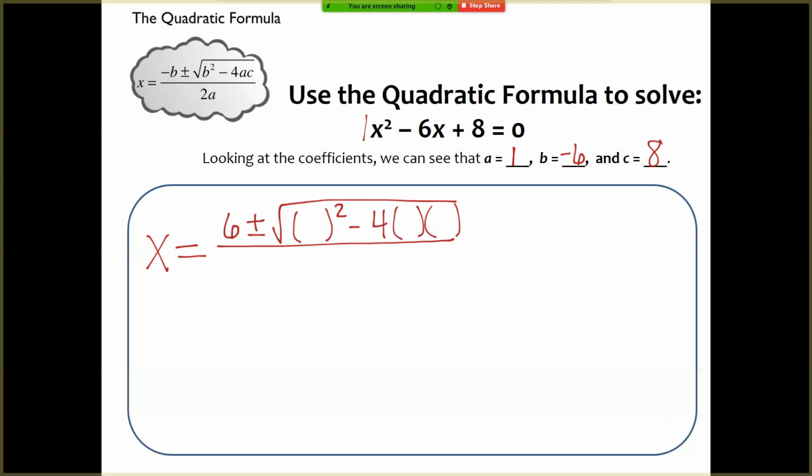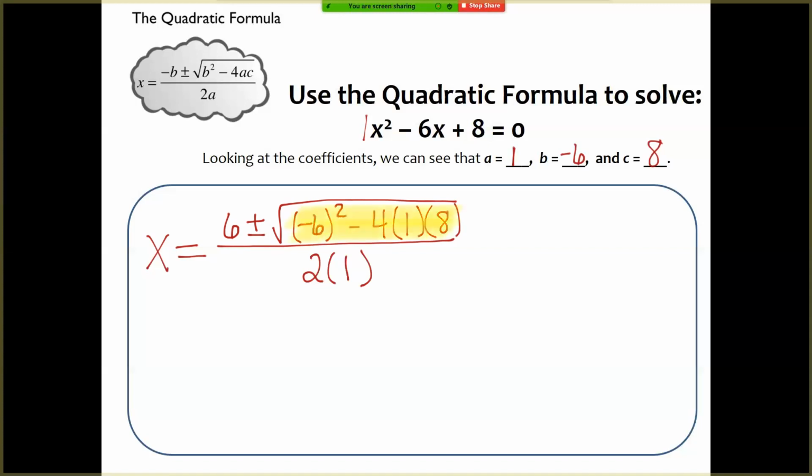Now I want b squared, so I want negative 6 squared, minus 4 times a, which is 1, times c, which is 8. And then underneath all of this is 2 times a, which is 1. Notice my fraction bar goes underneath everything on the top, so it's not just one little tiny fraction bar. It all gets divided by that 2 times a.